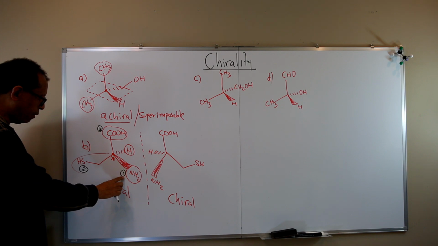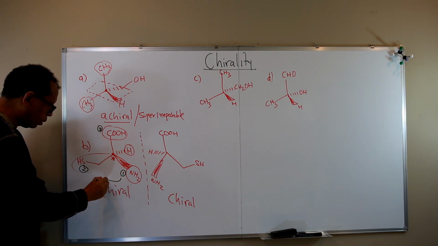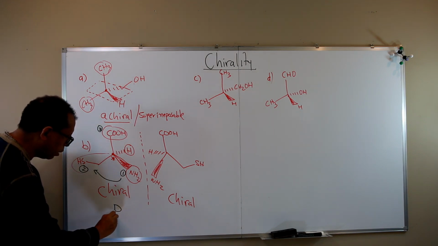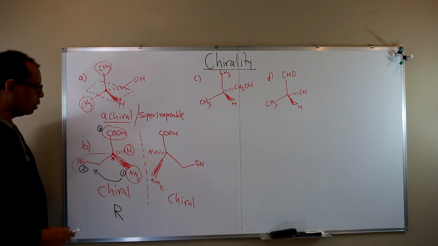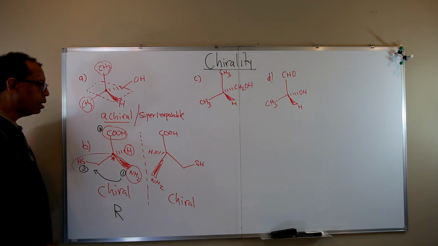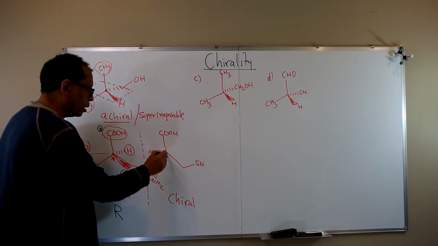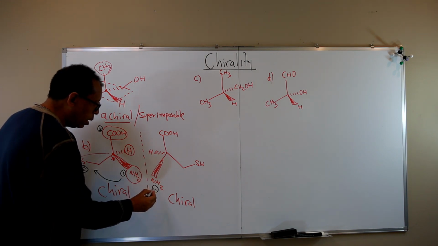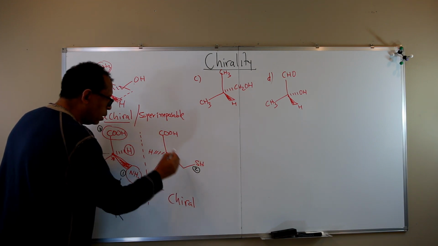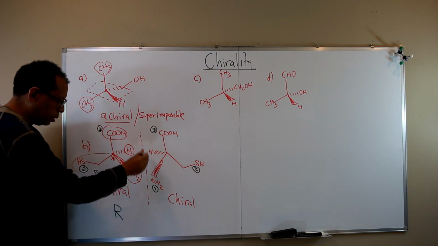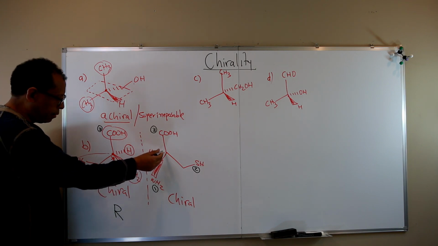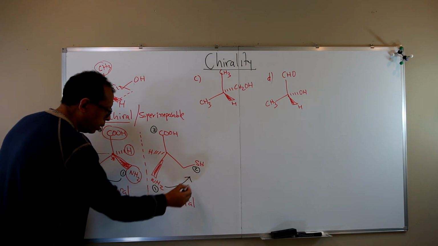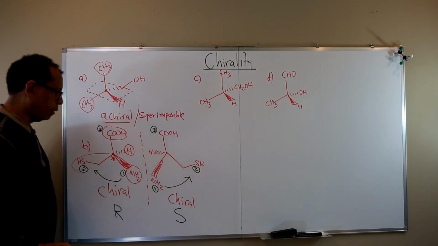We can just move from 1 to 2 in a clockwise direction. Therefore, this is an R configuration, enantiomer R. This should definitely be an S, so let's work on it. So this is 1, this is 2, this is 3. Hydrogen is already on the back of the molecule, so this movement would be counterclockwise. This is an S configuration.